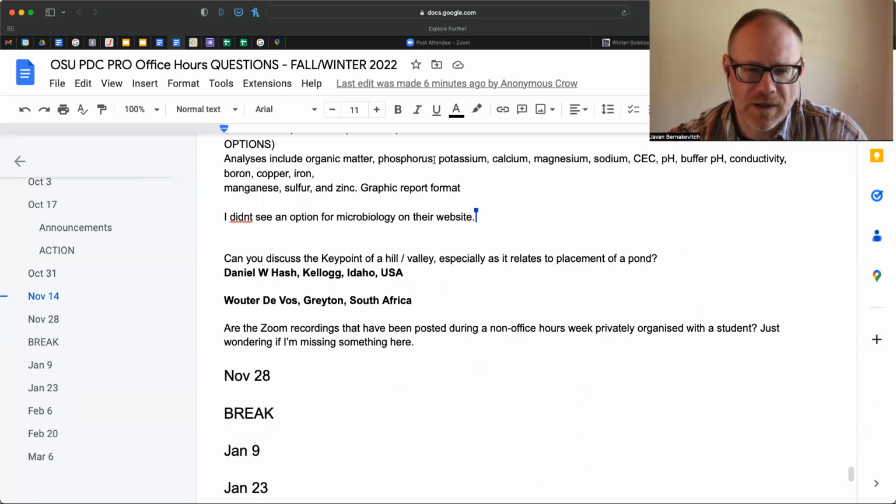Okay, so can you discuss the key point of a hill valley, especially as it relates to the placement of a pond? Yeah, happily. So Keyline is a great love and fascination of mine. I'm going to pull up the Agrarian's Handbook. And there it is. It's going to take me a moment because it's in the cloud, so it's going to download here and then pop up. But while that's happening, I'll wax poetically on what the agrarians are and what Keyline design is.